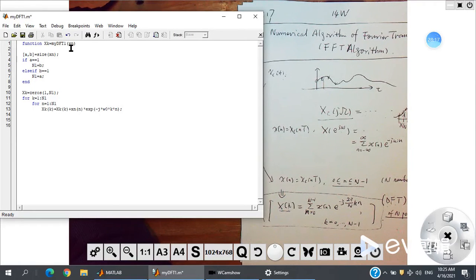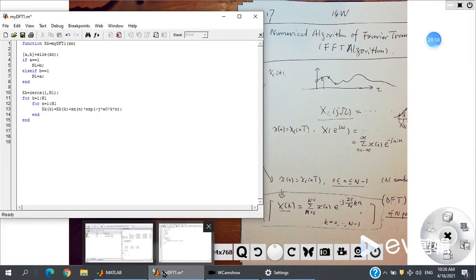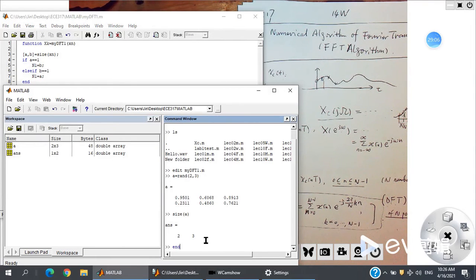So capital X, after this n, I have capital XK. Then I have next capital XK. Just return capital XK. Okay, that's it. Save it. And I need to add another. Then I added a new file. It's a lecture 14 Wednesday's class.m. and run it. It is a program like this.